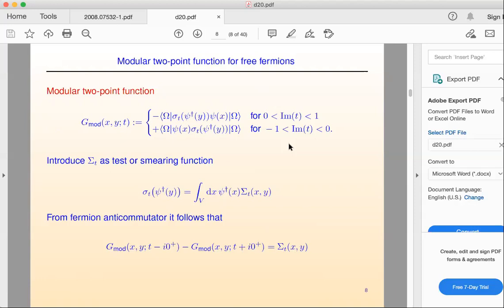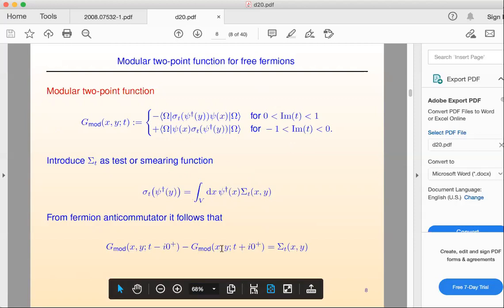Okay, and then it can actually be shown that if we introduce this function capital sigma t as a test function in this integral here, then just using the properties that fermions anti-commute for free fermions, we can actually show that this sigma can be written in terms of this modular two-point function, subject to choosing the correct complex arguments here in the time direction.